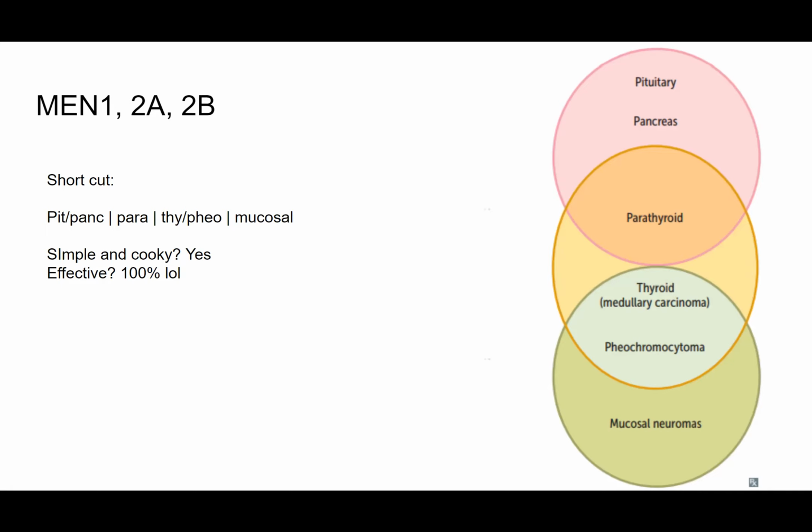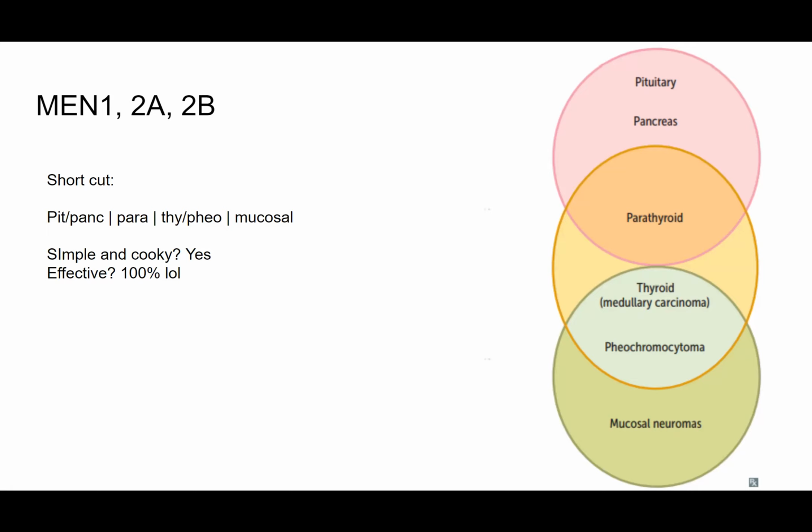If I recognize, okay, this is a MEN question, I open up my notes and I set this little sentence up right here. And then I just make circles. I make my little Venn diagram, and so I know which MEN it is: MEN 1, MEN 2A, and MEN 2B.